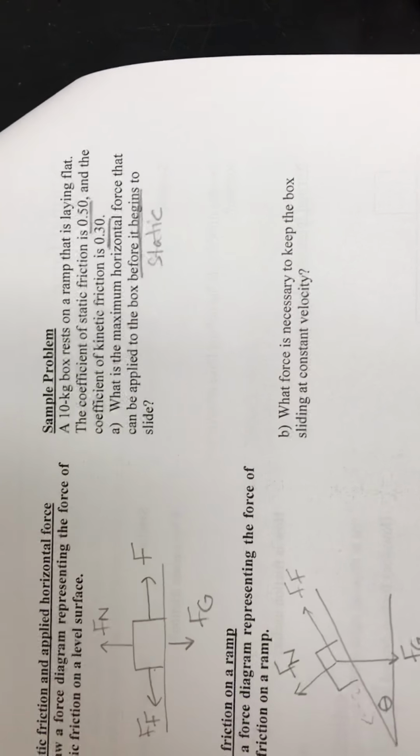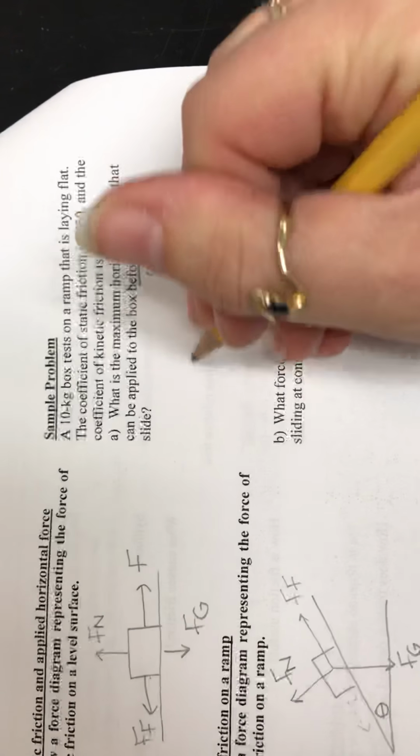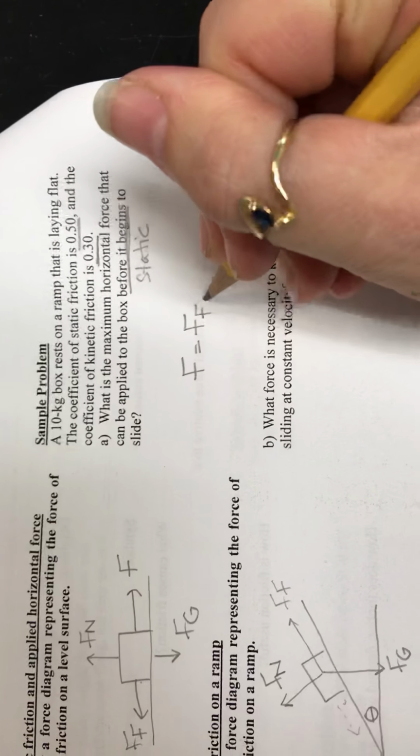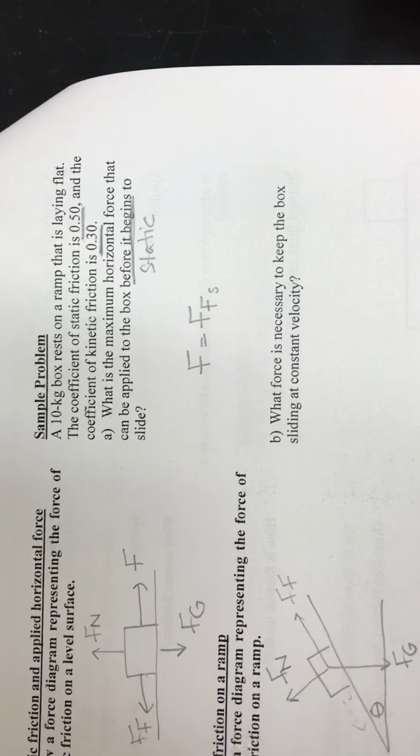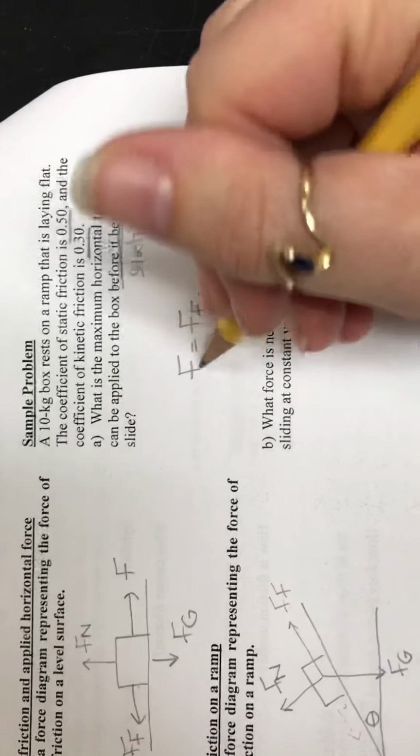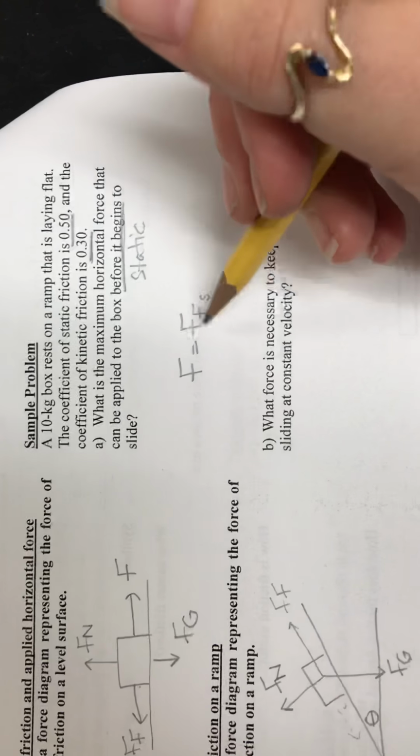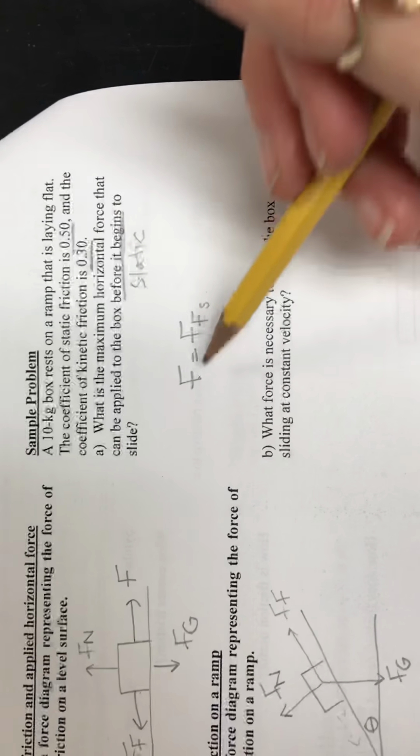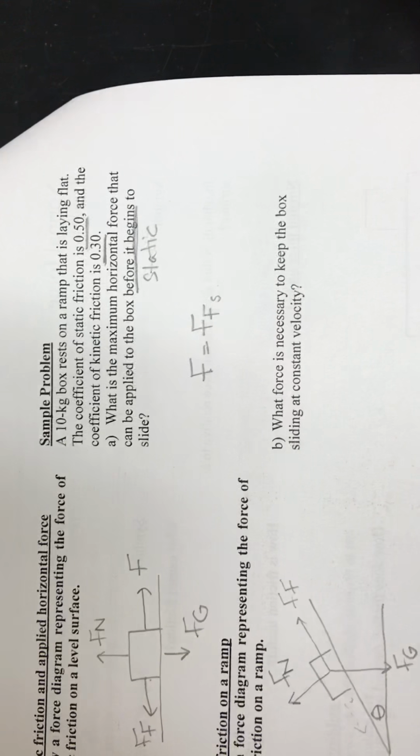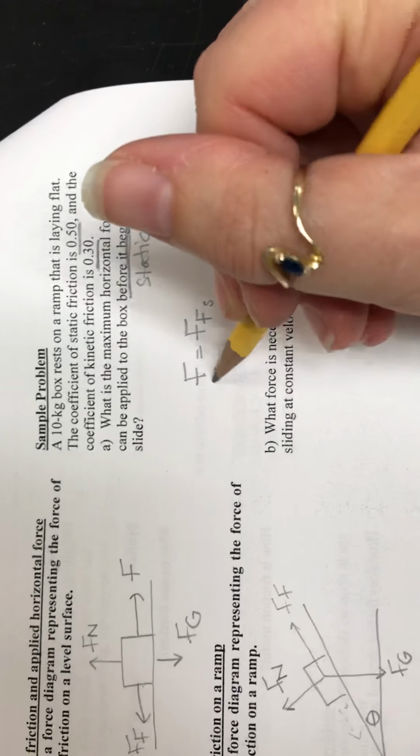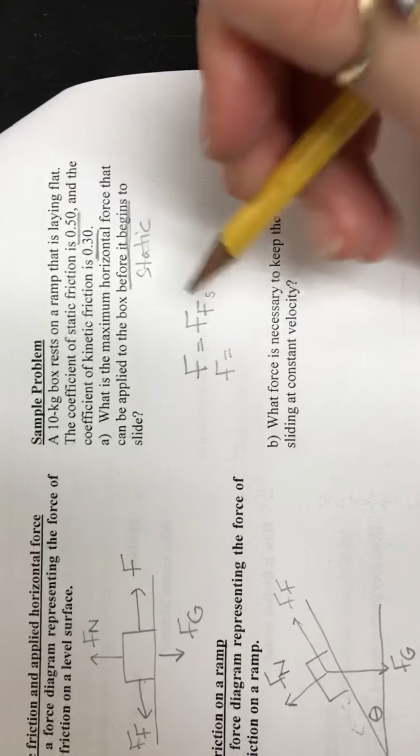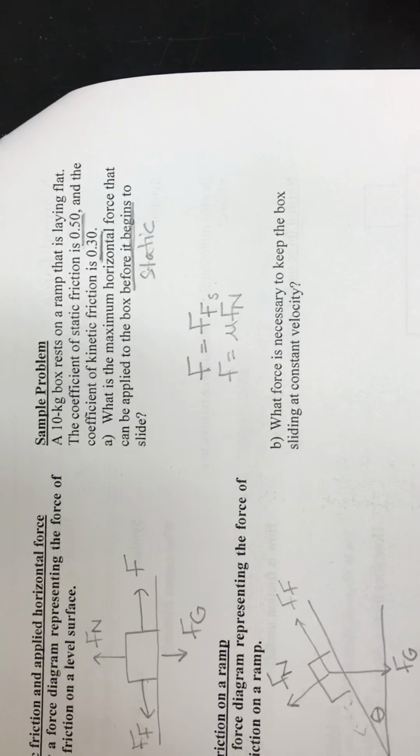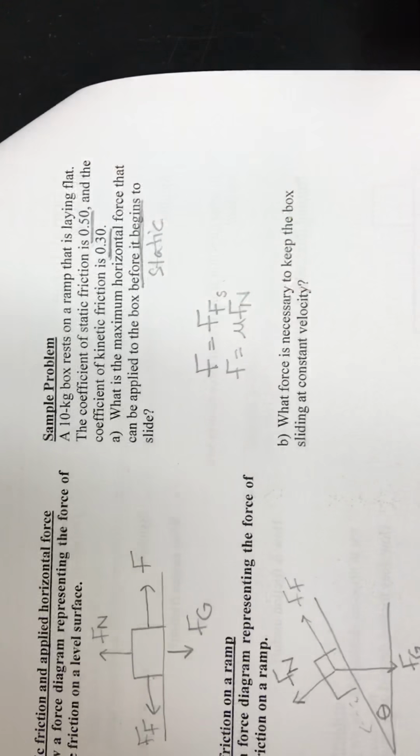Static friction. So the maximum amount of force would be equal to the force of static friction. These two forces would be equal. Once the applied force is larger, then the box begins to move. The point at which these two are equal is exactly when it begins to move. So I know that F_f is equal to mu F_n, and I can plug that in.